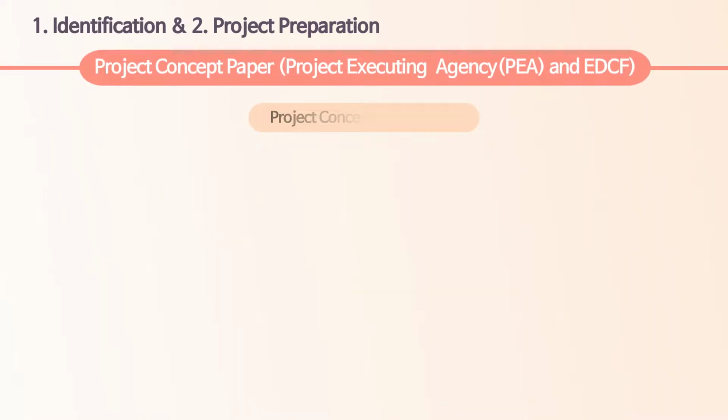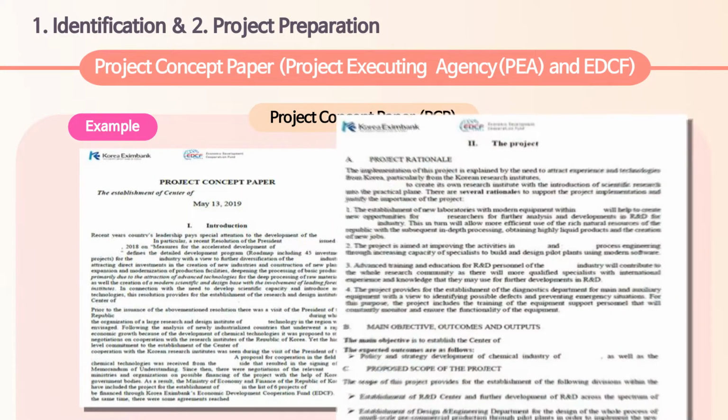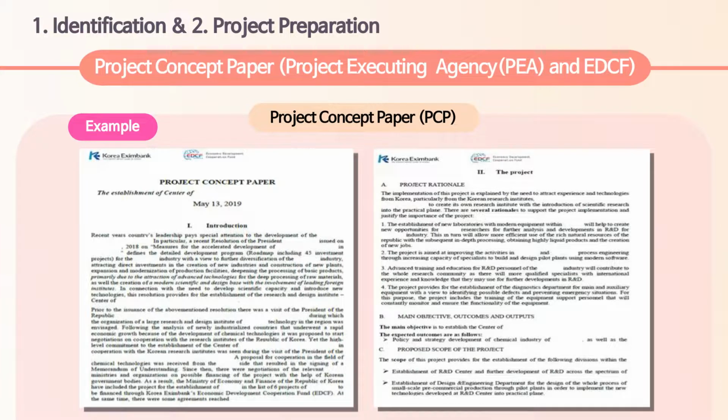As a first step to start a certain project, a project concept paper, or PCP in short, should be prepared by Project Executing Agency, or PEA. As you can see, PCP clarifies the project rationale, project scope, and estimated project cost. In case your country needs technical support to carry out the feasibility study, or FS, for the candidate project, PCP may include the cost estimate for the implementation of FS as well.